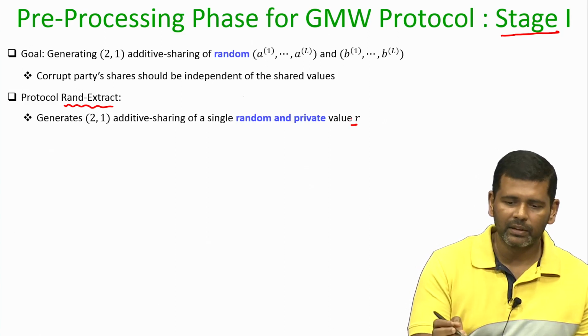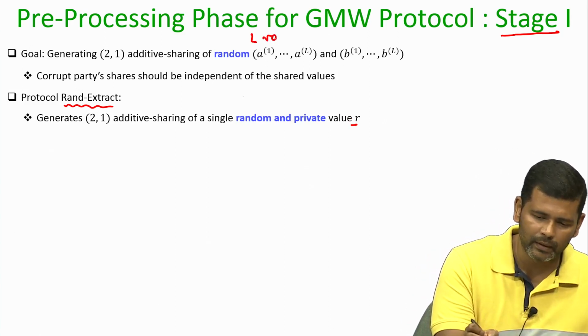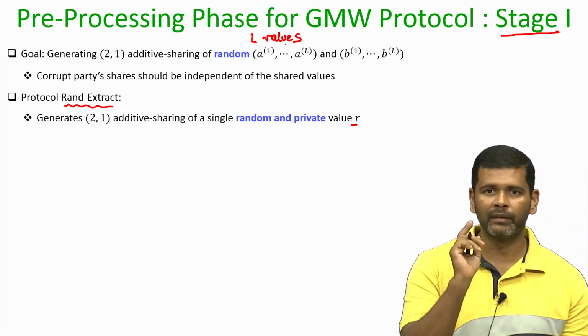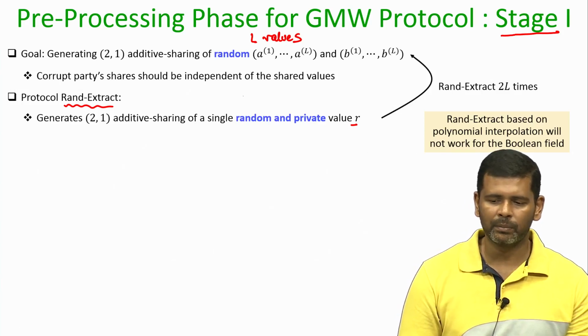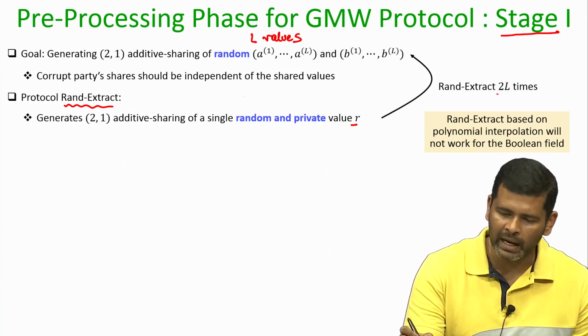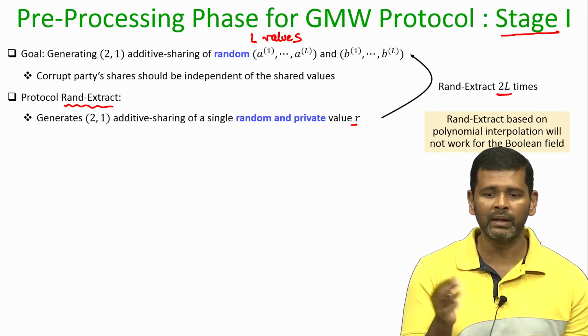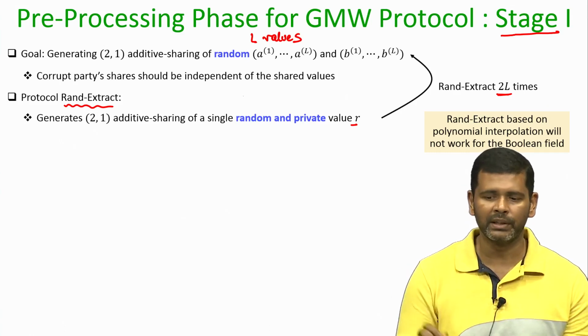And since our goal is to generate L such A and B random values, but one instance of RAND extract can give you only one such random value, we can run this RAND extract protocol 2L number of times, because our goal is to generate L number of A bits randomly and L number of B random bits. Okay. So, we have 2L values to be generated.